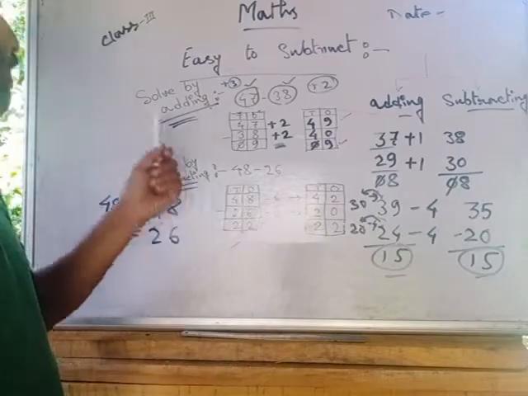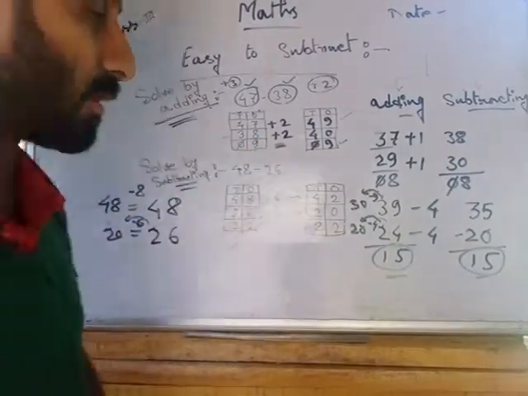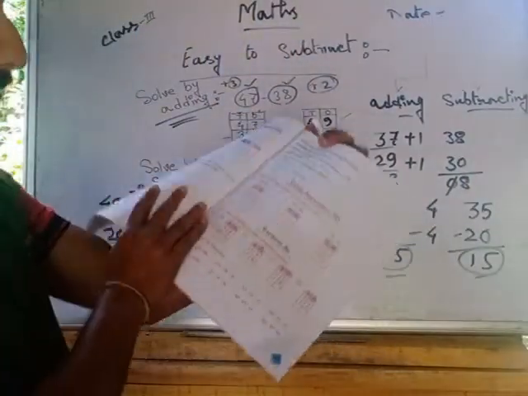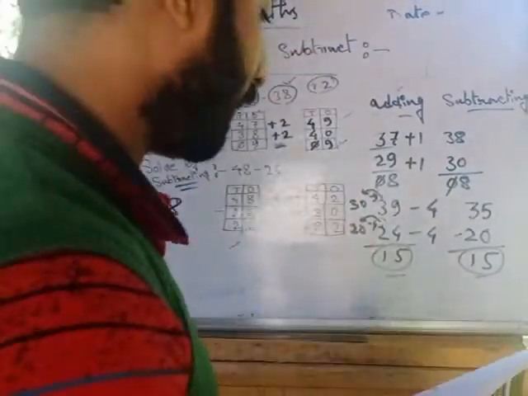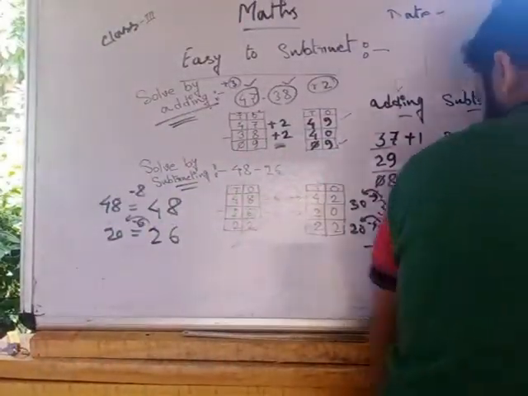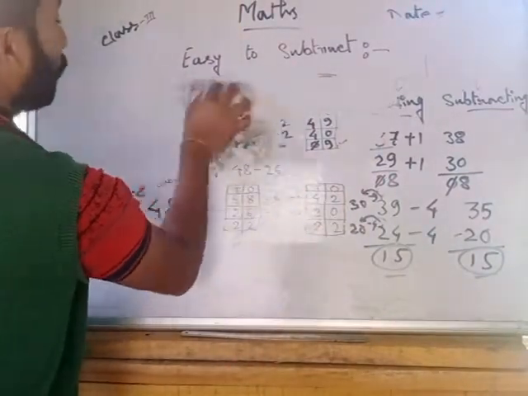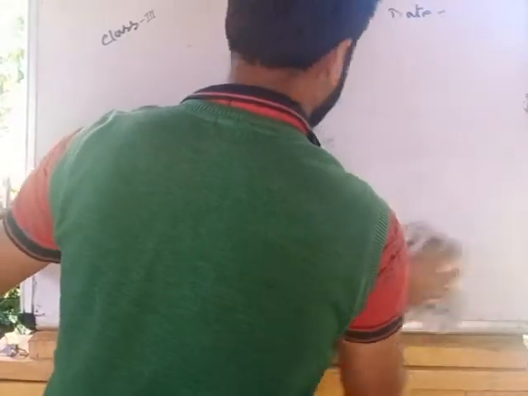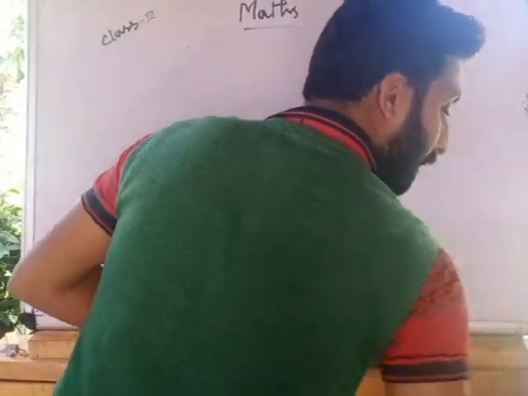This one is solved by adding, and this one is solved by subtracting. That's why these are your homework. Okay, and solve by expanding. What is solved by expanding, or how to solve by expanding?